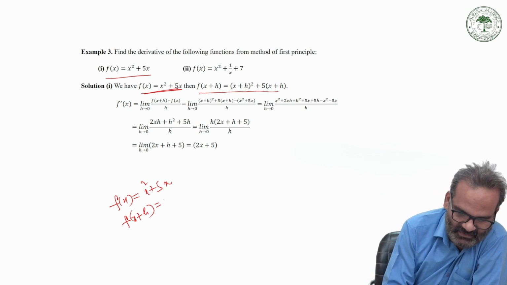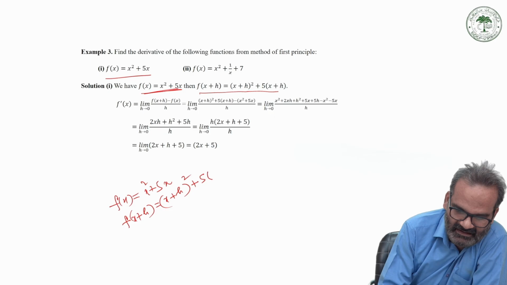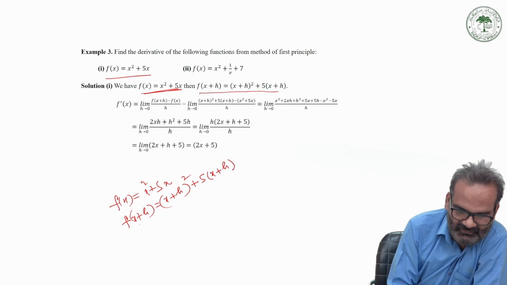So here x square means (x plus h) power 2. This 5 is a constant. It will remain as it is. In place of x, put x plus h. So this is the value of f of x plus h.